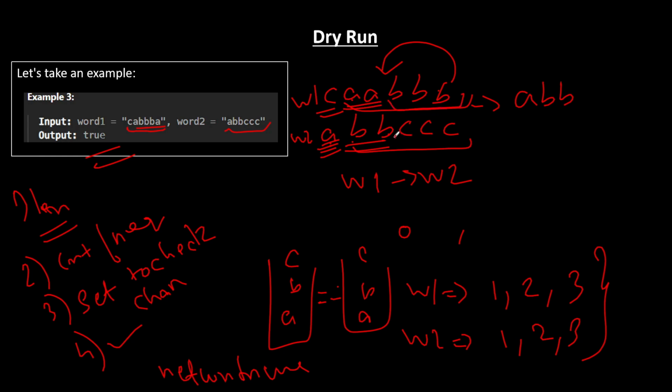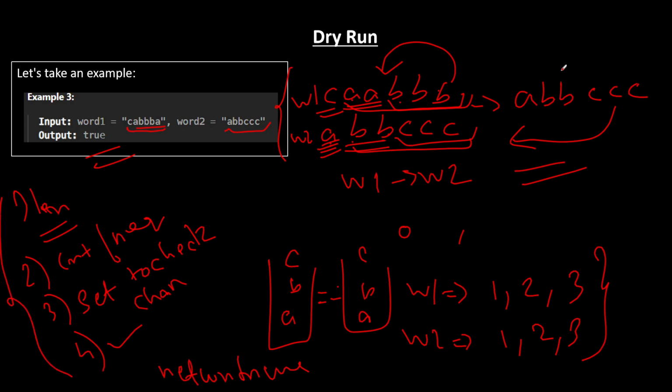Here we have three B's left and three C's left. We can convert these three B's to these three C's. So we get this. So word one becomes word two, right? So this is the way we can do it in a visualized way, but we didn't have to do this since we knew these four steps are enough to complete the thing.